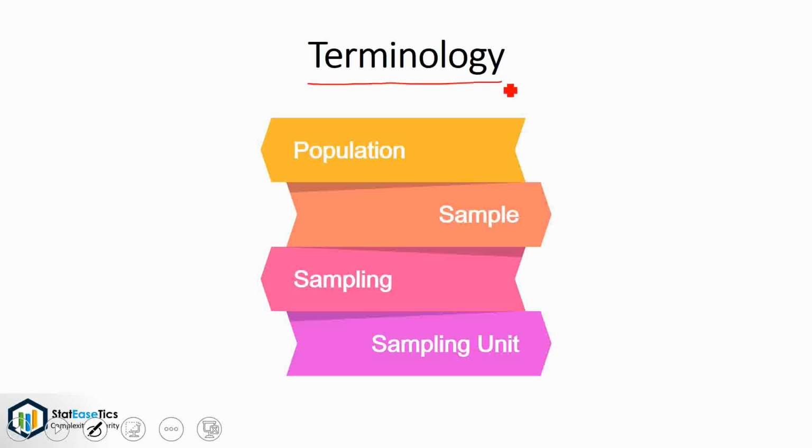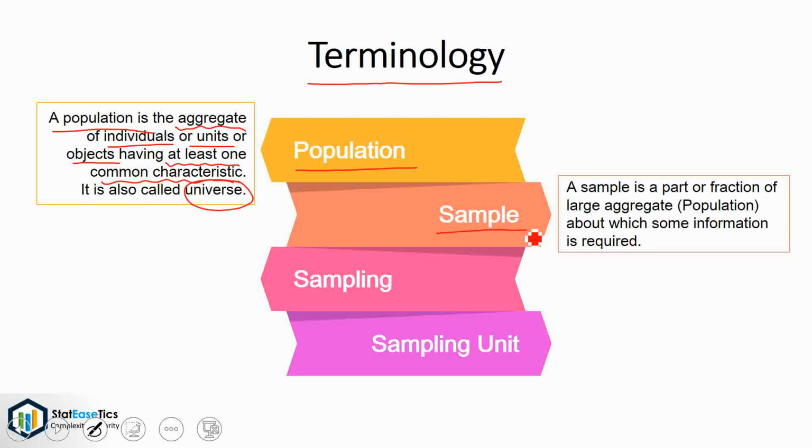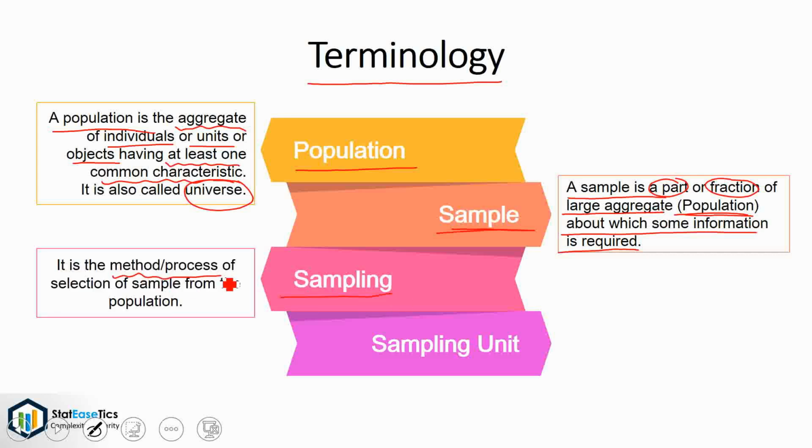Let's see the terminologies associated with sampling. Starting with population. A population is the aggregate of individuals or units or objects having at least one common characteristic. It is also called universe. Sample. A sample is a part or fraction of a large aggregate, that is population, about which some information is required. A sample is a true representative of the population. Sampling. It is the method or process of selection of a sample from the population.